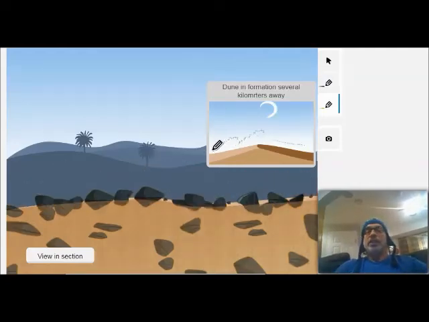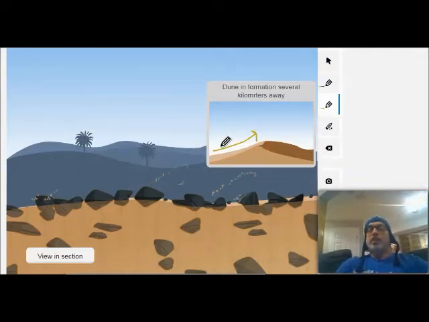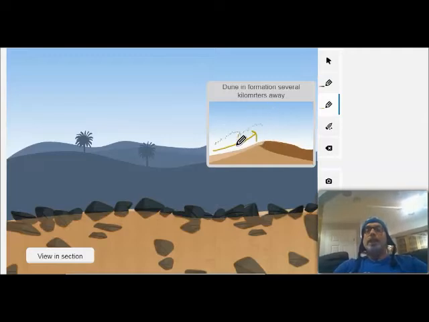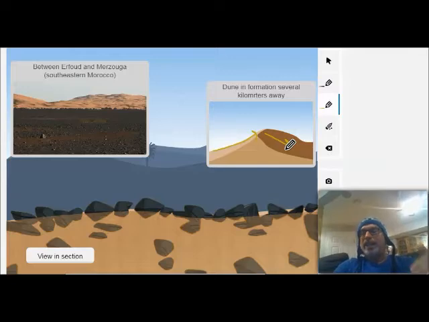On a sand dune, on the side where the wind is coming from, we call this the windward slope. Its gradient is not nearly as great as the backside. The backside's slope is quite a bit larger. The gradient is steeper.